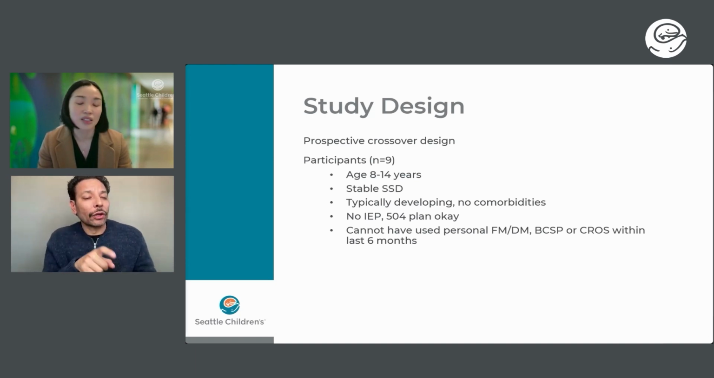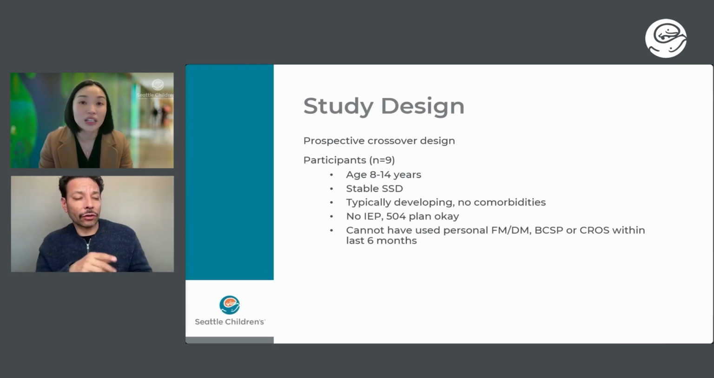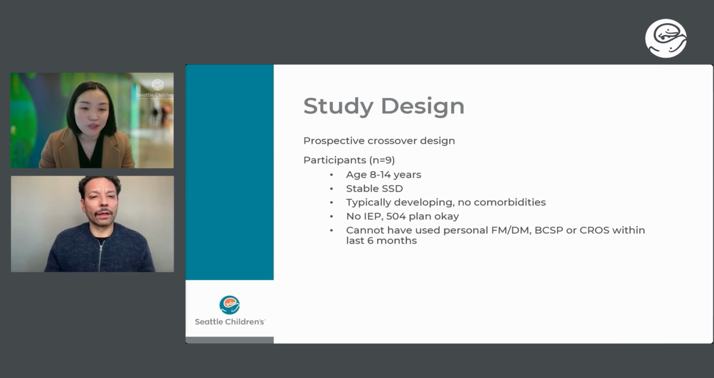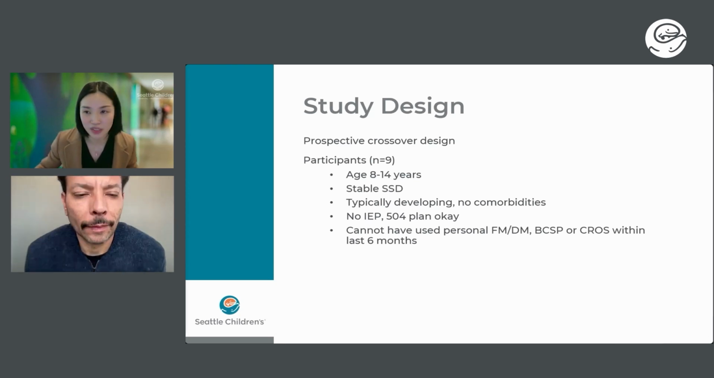so that we can essentially make sure that the questions are asking what we think they're asking, as opposed to needing clarification for every single one or needing explanation or having the questions read to them. And they also cannot have used a personal FM or DM system, BCSP, or a BAHA device or a cross system within the last 6 months. So this is more relevant for the next study, or the next part of the study.